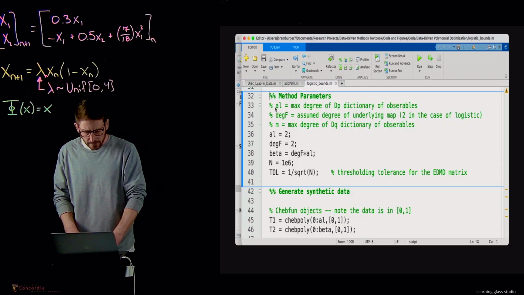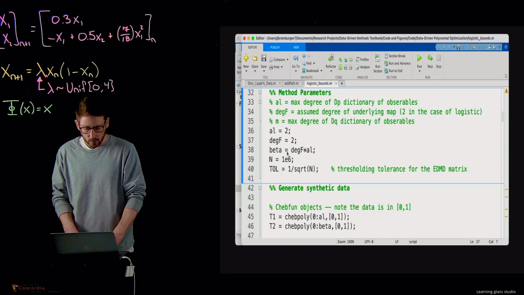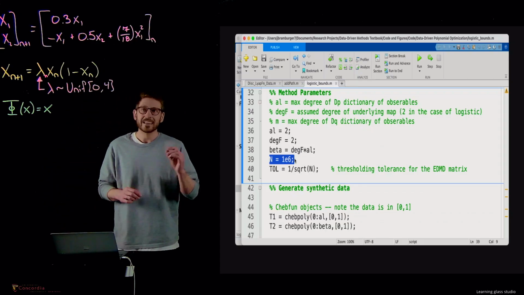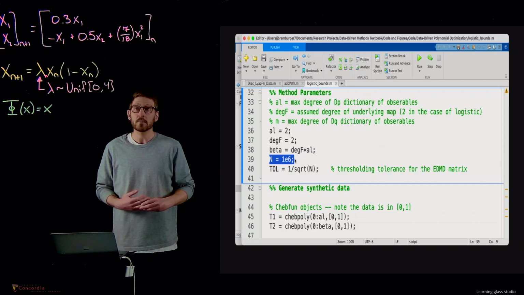Here again, I have my dp and my dq. My dp is going to be 2. I called it alpha for some reason here. My dq is going to be 2 plus 2. So this df is multiplying it in because we have a discrete time system. What I really want you to notice here is this takes a lot of data. In this case, I have 1 million data points.